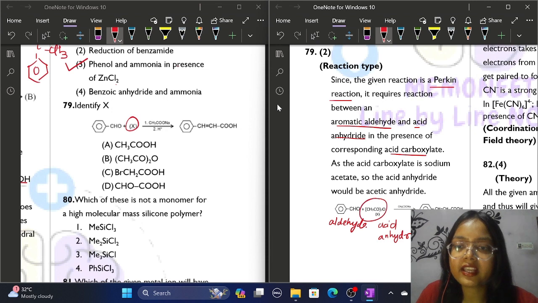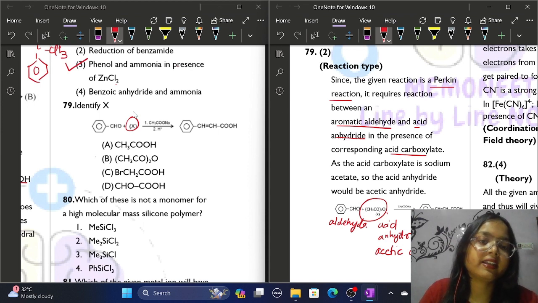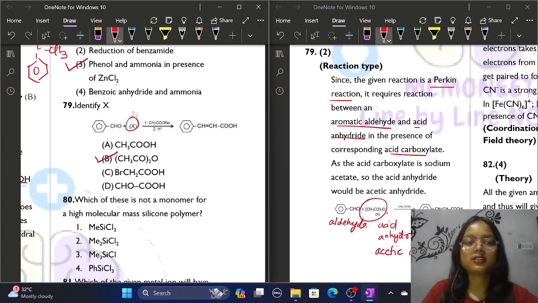Yeah, so option X will be an acid anhydride. And which type of acid anhydride is there? It is acetic anhydride, right? Acetic anhydride. So which option is the correct one? Option B is the correct one.